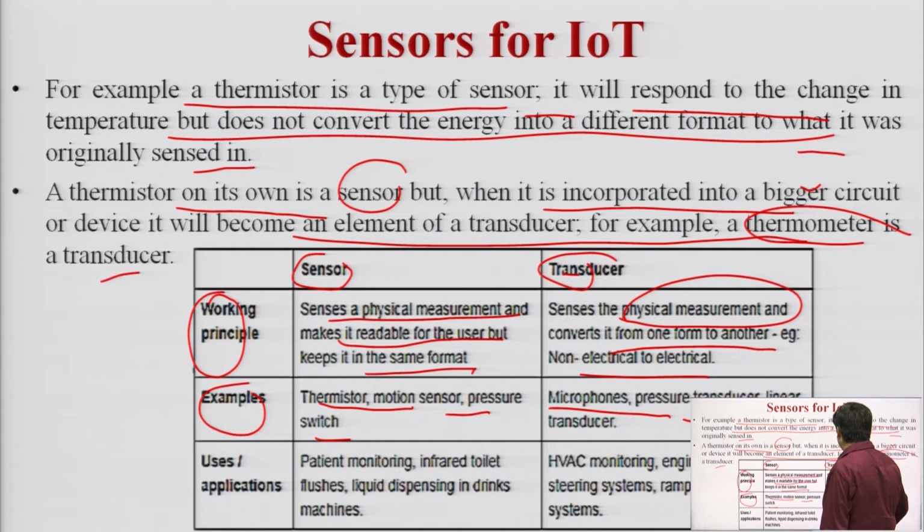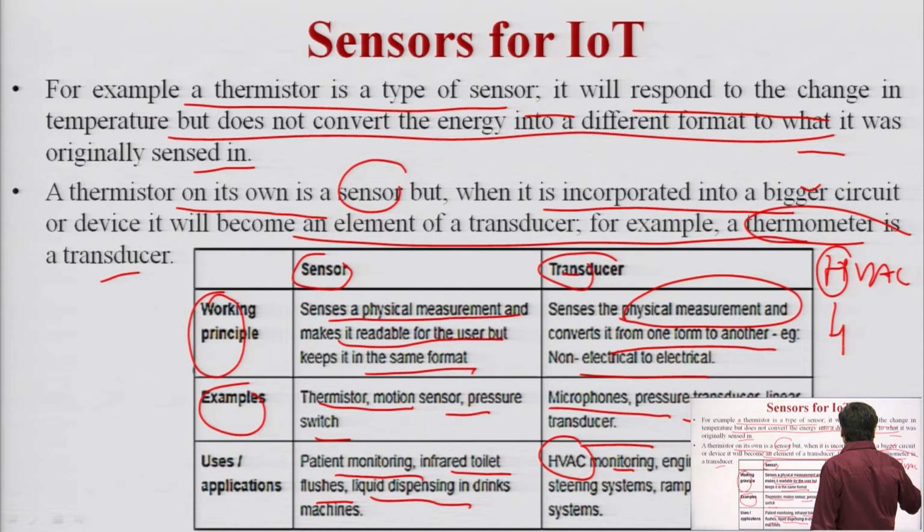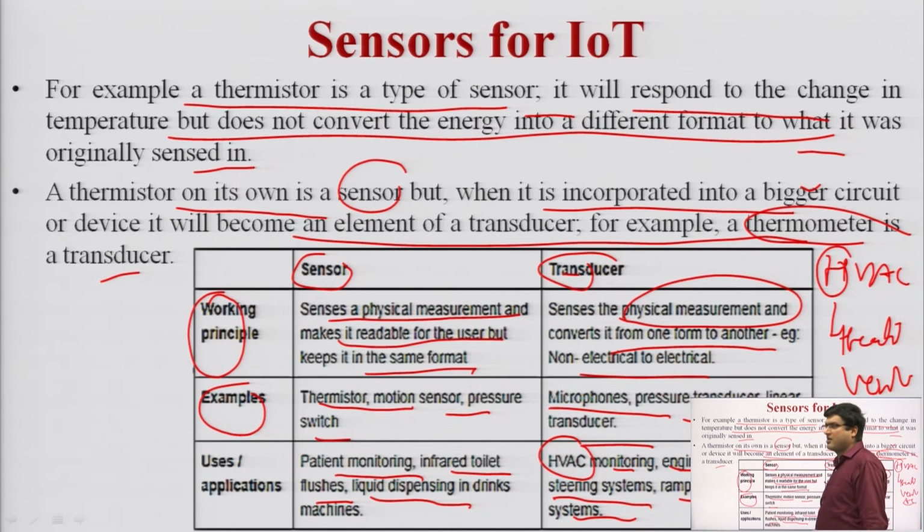So, pressure transducer, linear transducer. Applications of sensors: patient monitoring, infrared toilet flushes, liquid dispensing in drink machines, all employing sensor devices. In the case of transducers: HVAC, where H means heating, V means ventilation, and AC means air conditioning, monitoring. All deploy transducer devices. Engine controls, steering systems, ramp and bridge lifting systems are all using transducer devices.